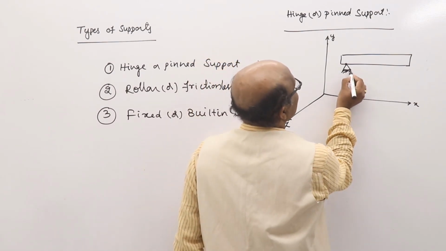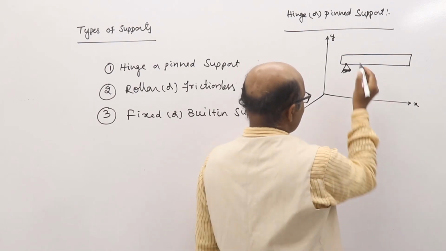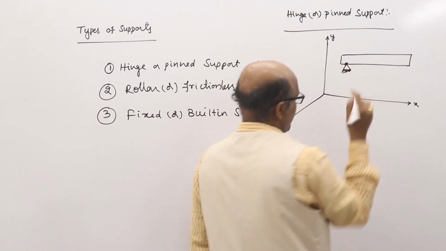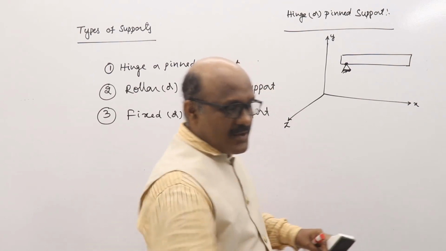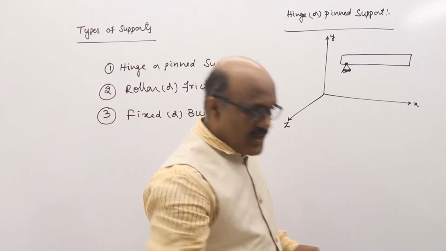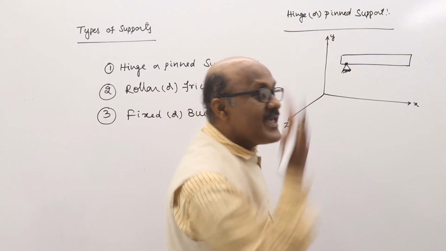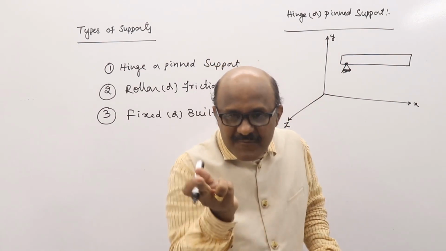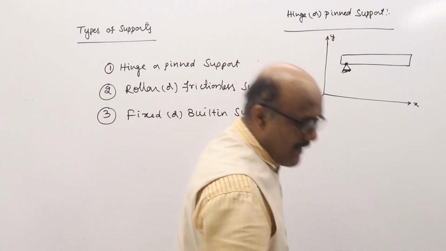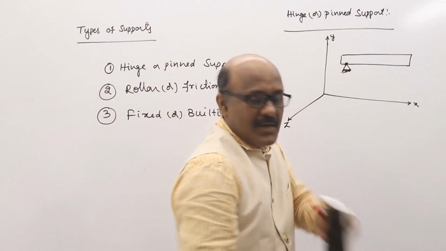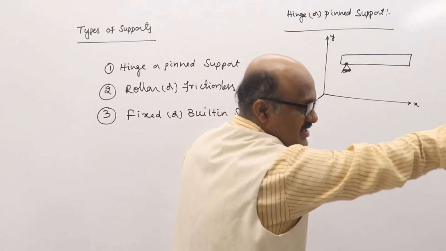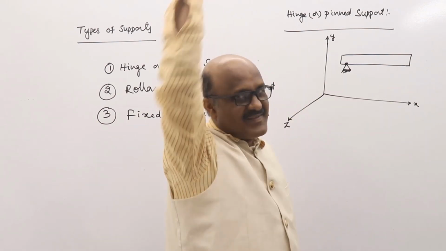What is a free body diagram? See, my dear students, here is a hinge support. Nothing but my hand is there. My hand rotates about this z-axis. This is the x-axis, this is the y-axis, and perpendicular to myself is the z-axis. Now my hand is rotated about this hinge point. Here is a hinge. My hand doesn't move in this direction, doesn't move in this direction.